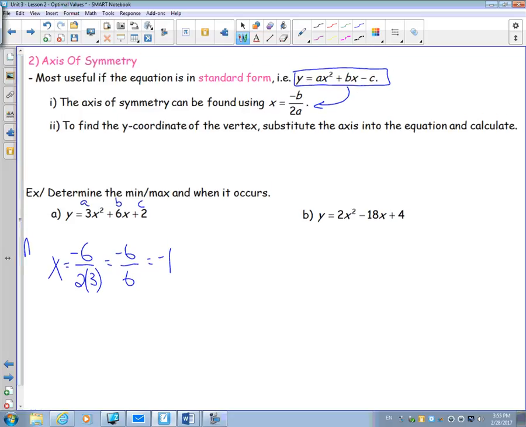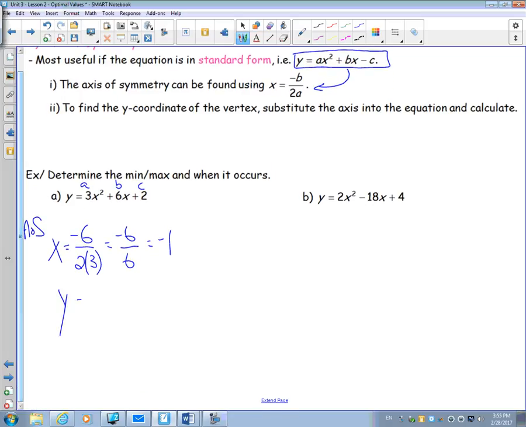So that's the axis of symmetry. I want to find my vertex. I can do that. 3 times x squared plus 6 times x plus 2. Everywhere I see an x, I'm replacing with negative 1. Make sure I do it with brackets, though. Okay, all into my calculator at once, or BEDMAS. Either way comes out to negative 1.